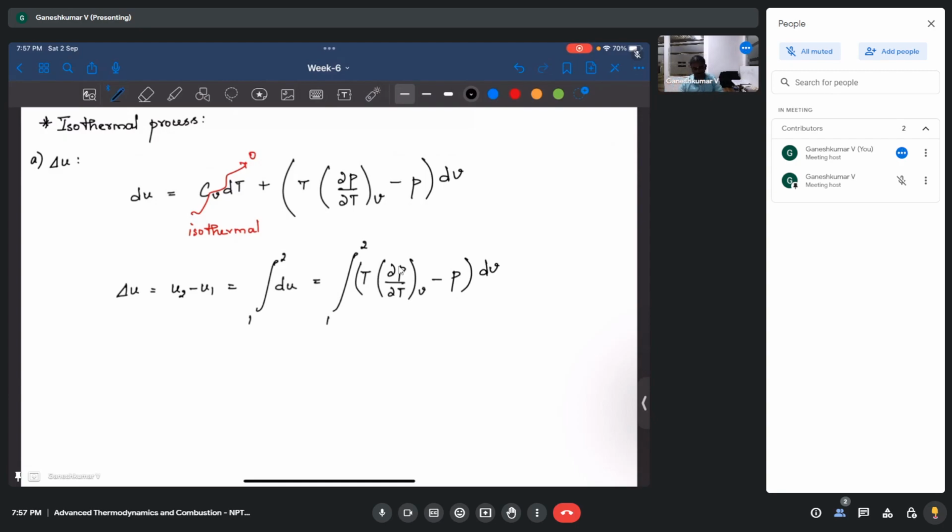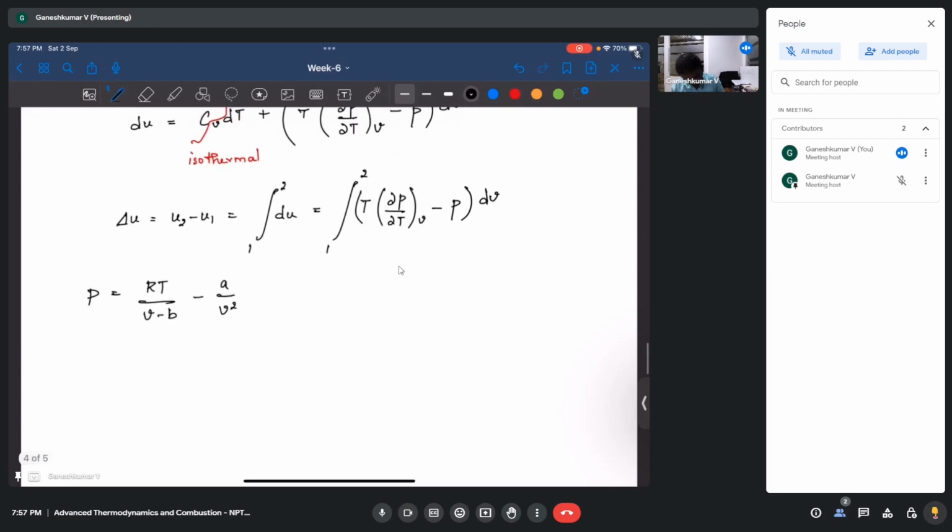Now we know the equation of state, which is P = RT/(V − b) − a/V². So let's try to find those derivatives. ∂P/∂T at constant V: we are differentiating with respect to temperature, so there is only one term, keeping V as a constant.